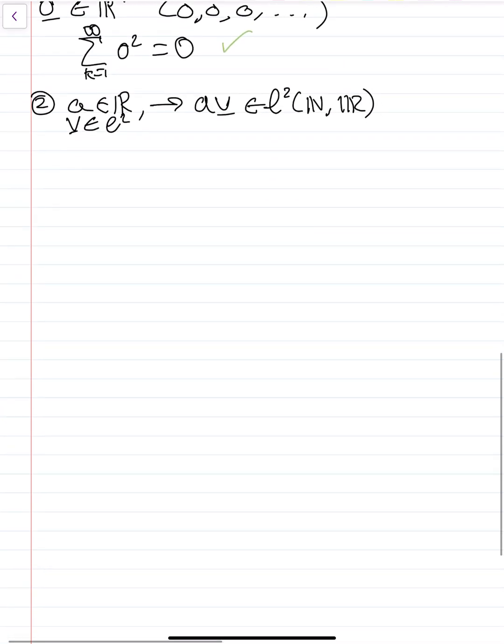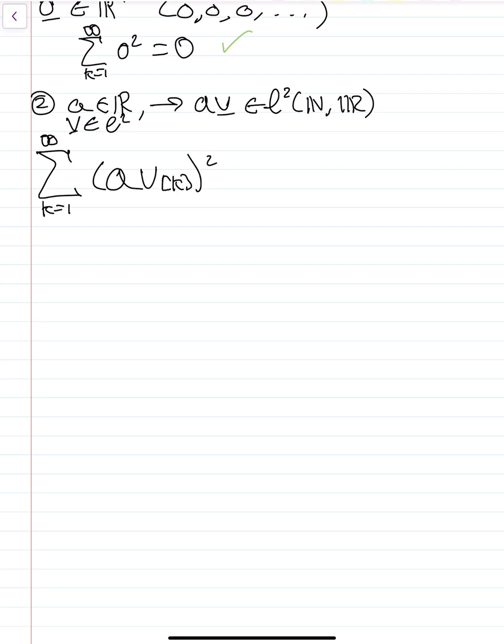To show this, I can take my sum, k equal to 1 to infinity, adding up each of these components, a times vk, and I'm going to square each of these. I want to show that this converges. Of course, this is equal to the sum, k from 1 to infinity, of a squared times vk squared. Now we can use our properties of the sum to take this a outside.